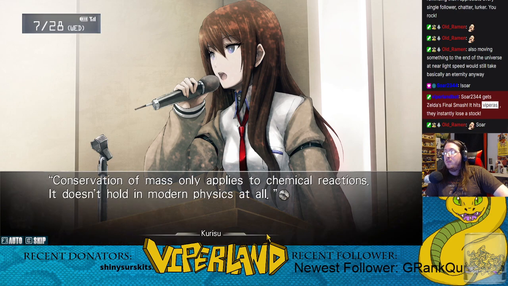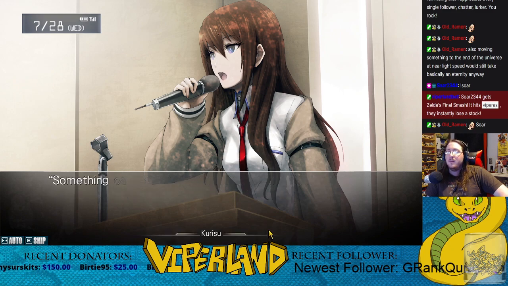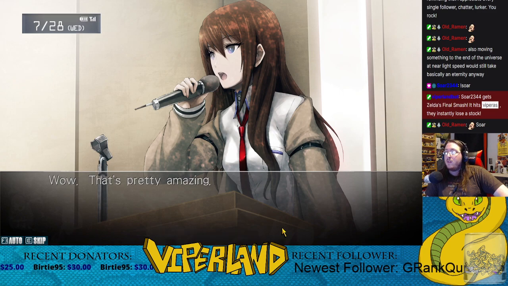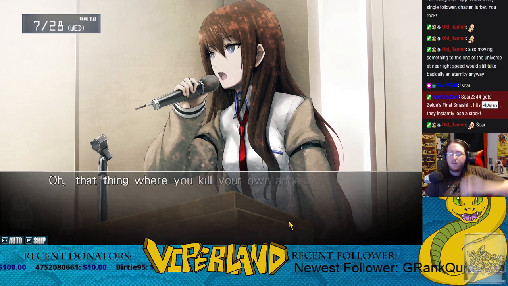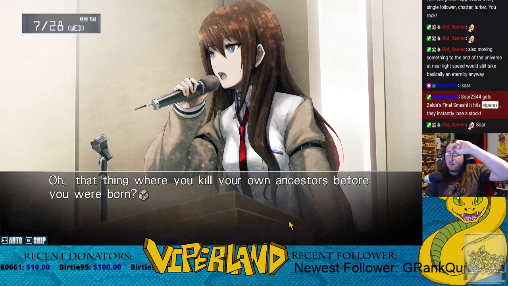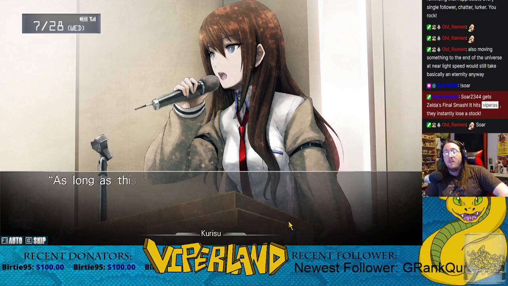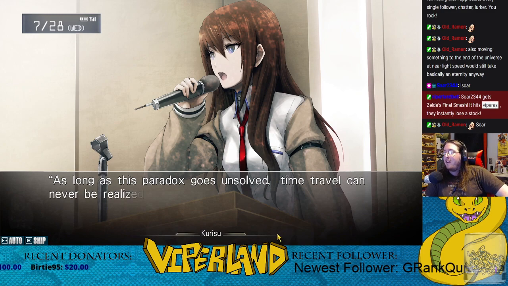Conservation of mass only applies to chemical reactions. It doesn't hold in modern physics at all. Something can come from nothing. Wow, that's pretty amazing. Then, what's the problem? The time paradox of time paradoxes. In other words, the grandfather paradox. Oh, that thing where you kill your own ancestors before you were born. Or, in Try's case, don't kill. As long as this paradox goes unsolved, time travel can never be realized. Never.